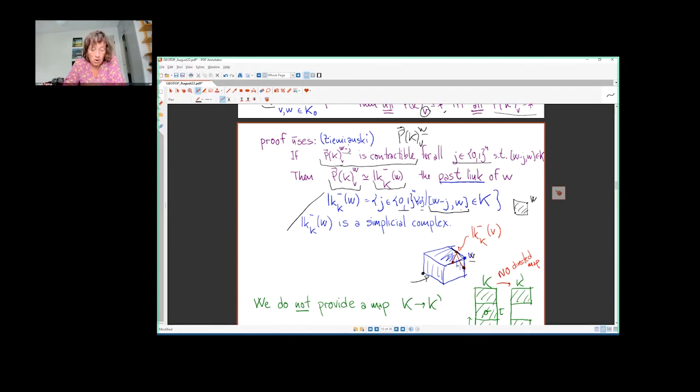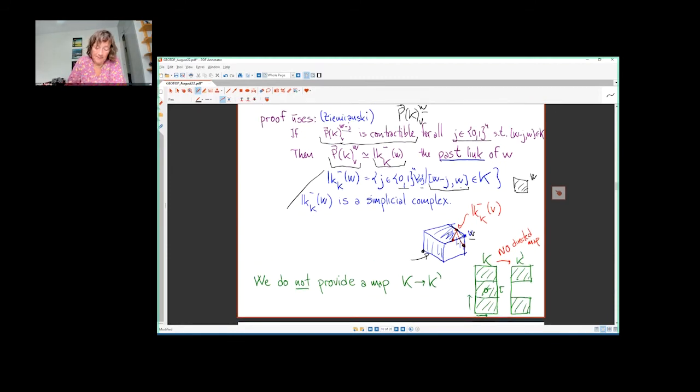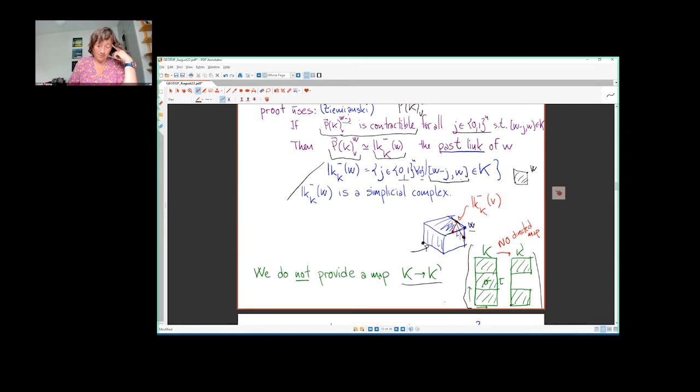And again, we do not provide any maps from K to K prime to the collapsed complex. There are no directed maps. So one place where our theorem actually works is this one, where we collapse the one I had before, and then I don't have this complication with the hole very far down. So everything is contractible. All path spaces are contractible before, and all path spaces are contractible after. So we're good. The theorem works, but no maps. I mean, there are no directed maps.